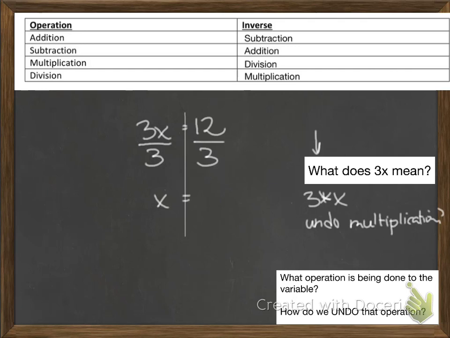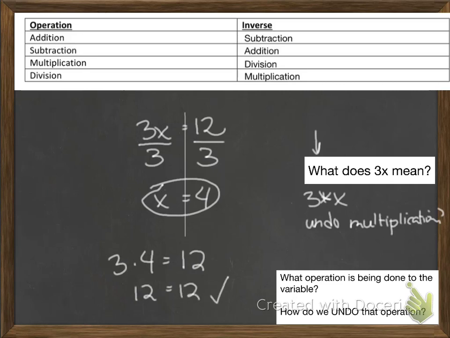So 12 divided by 3 is 4. So that's my final answer. And again, I can check myself by putting 4 back into the equation. Is 3 times 4 equal to 12? Is that true? And it is, absolutely. So I can check my work and I can walk away knowing that I did this problem correctly.